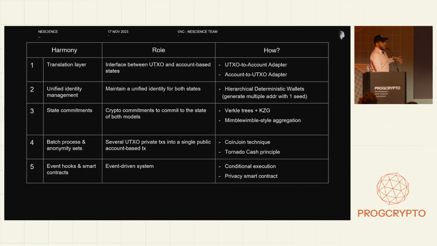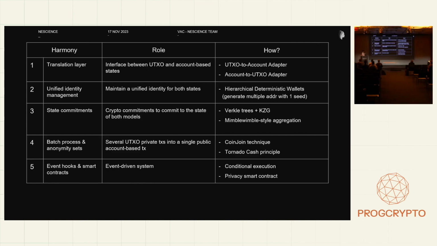We would also like to have, of course, cryptographic commitments to commit to the state of both models. This can be done through Verkle trees and KZG, because Verkle trees are small in size, so transactions and verification could be fast, or by adopting the Mimblewimble-style aggregation for UTXO, by aggregating different UTXO accounts together.